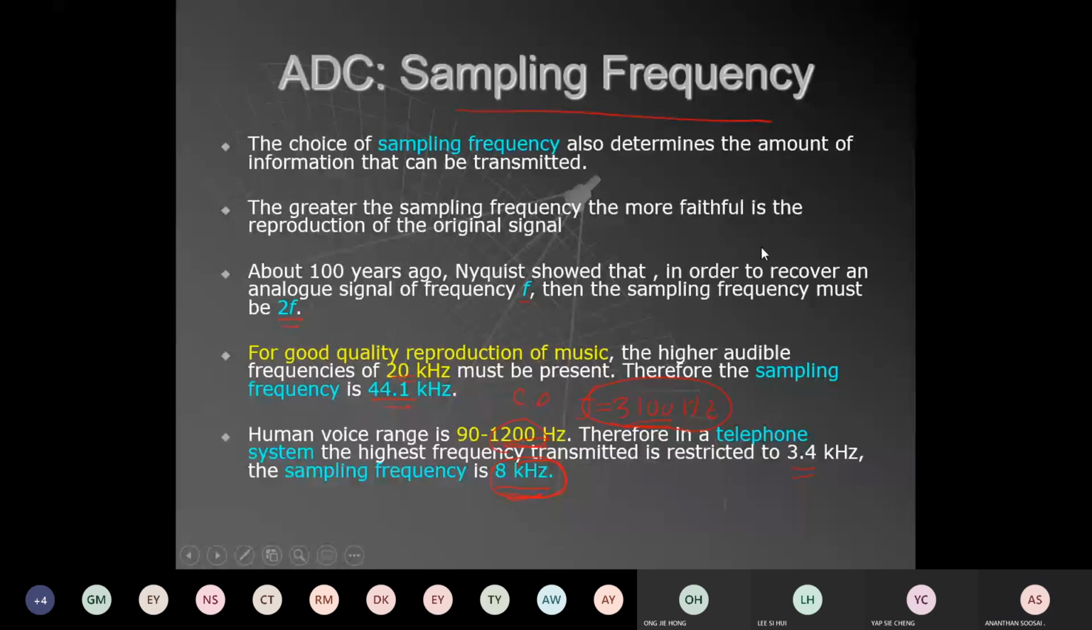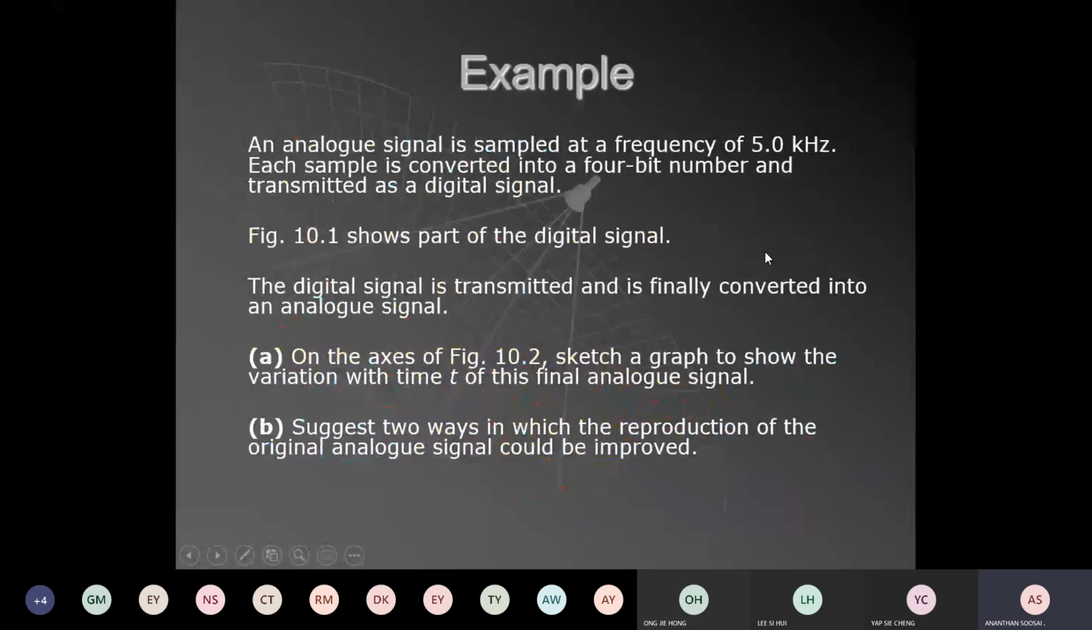Any questions? Okay, so now we're done with digital. Let's do some questions to understand the concept. Look at this question, everyone, give a try.